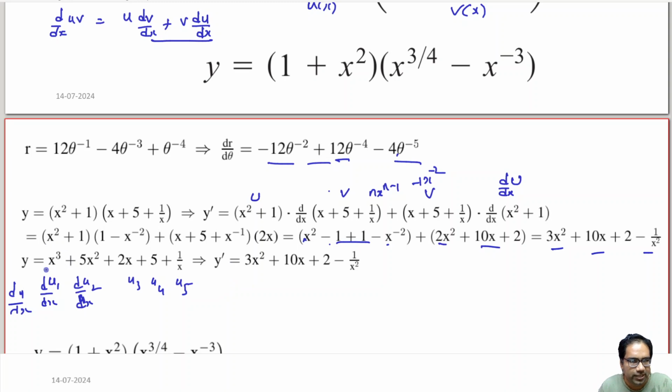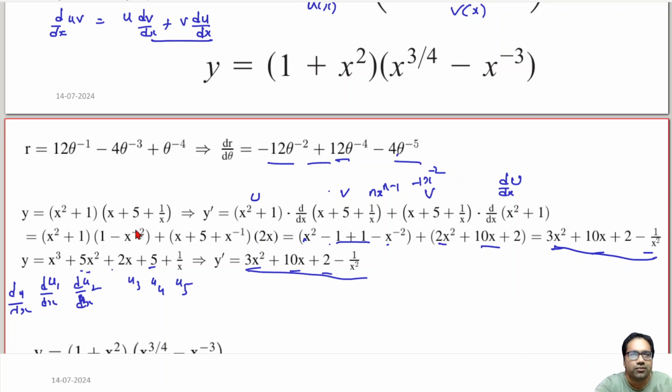Now d by dx of x cube is 3x square. For 5x square, 5 into 2 into x is 10x. For 2x, it is 2. For 5, which is a constant, it is 0. For 1 by x, it is minus 1 by x square. So we got the derivative of this function, which is the same as before: 3x square plus 10x plus 2 minus 1 by x square.